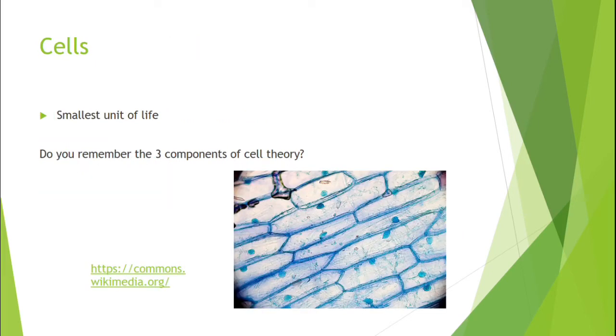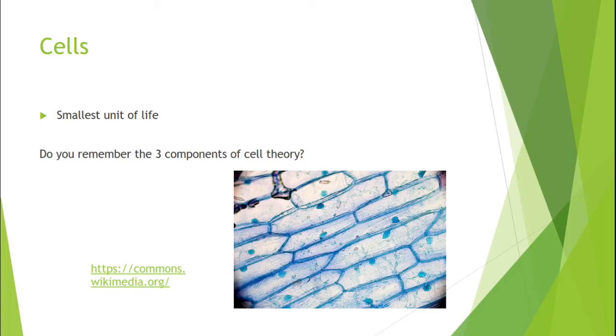Let's look at a cell, the smallest unit of life, and the picture here is the onion cells. Remember, onion, which is in the plant kingdom, is also made up of cells. So let's wait here for a couple of minutes and think.